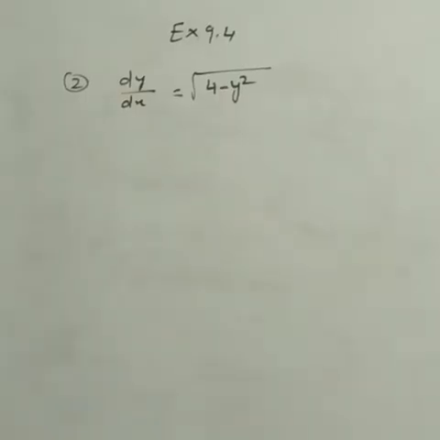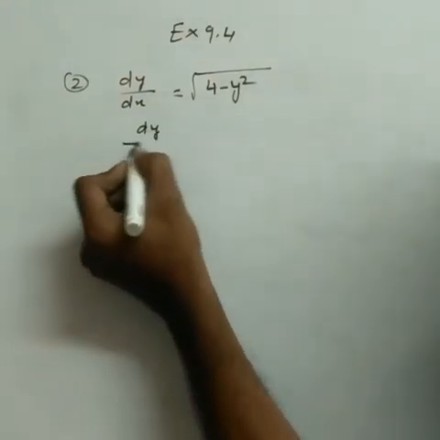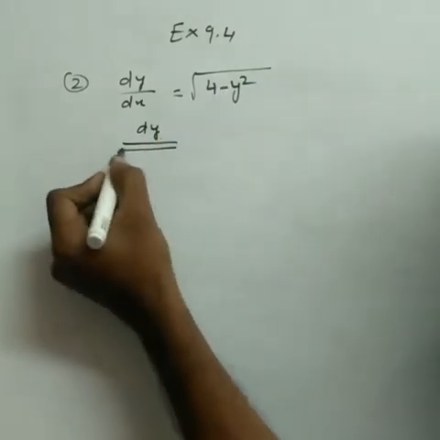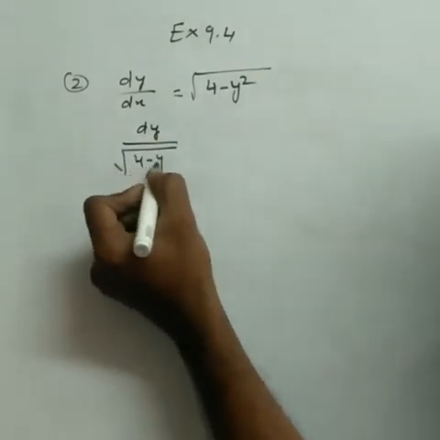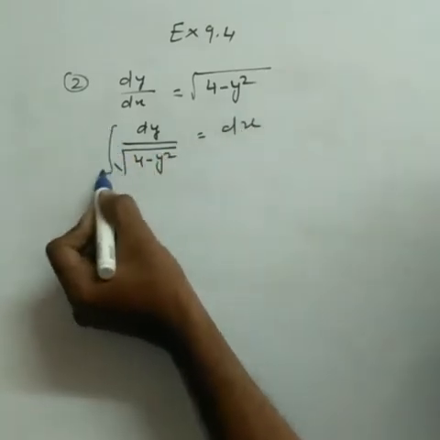We have to solve this differential equation. We'll separate the variable here. dy, this term will be shifted here in the denominator, 4 minus y square equal to dx. Now integrate both the sides.